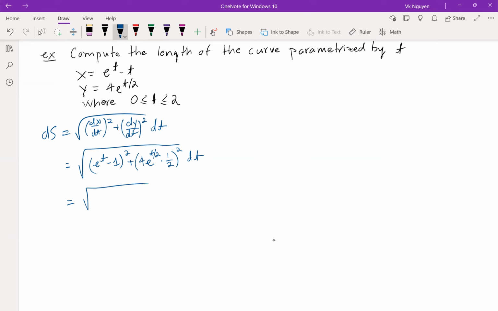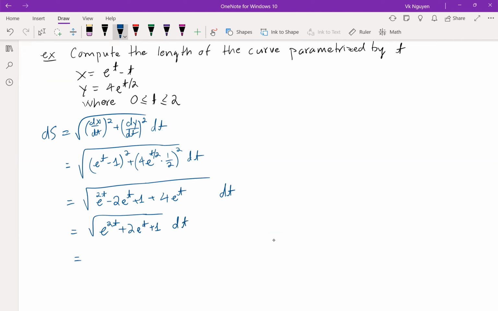So this one is e to the t times e to the t, which is e to the 2t, minus 2e to the t plus 1, plus we have 2e to the t over 2, so 2 squared is 4, and e to the t dt. Okay. Simplify this and we will have e to the 2t plus 2e to the t plus 1 dt.